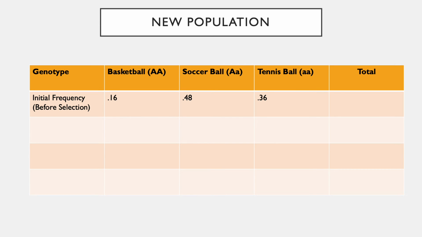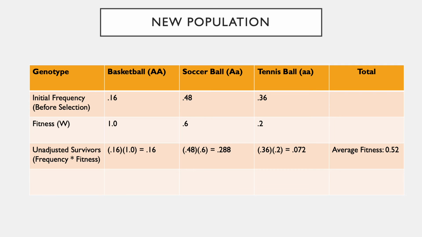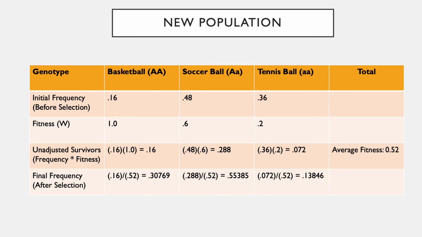Initially, these are our frequencies for each of the genotypes. Here are the hypothetical fitnesses. Multiplying those two, we get our unadjusted survivors. Adding the 3 unadjusted survivor values, we get our average fitness. Dividing each of those 3 unadjusted survivor numbers by the average fitness gives us our final genotypic frequency after selection has occurred.